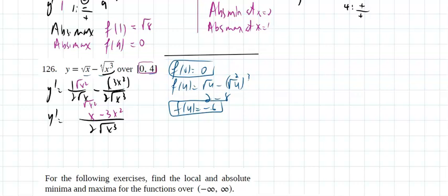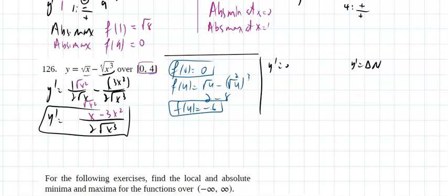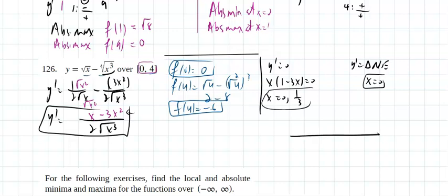So now what are we going to do? We're going to figure out where y prime equals 0 and where y prime does not exist. Well, y prime equals 0 when the top, if you factor an x out, is x(1 - 3x) equal to 0. That's when x equals 0 or x equals 1/3. And the denominator equals 0 when x equals 0. All right, so I have those points to test.